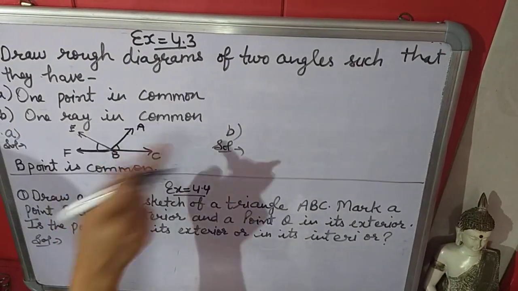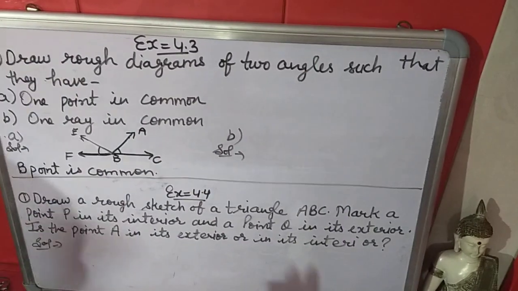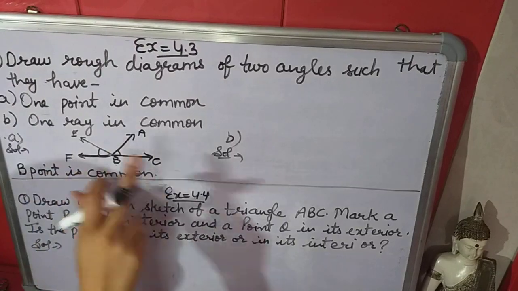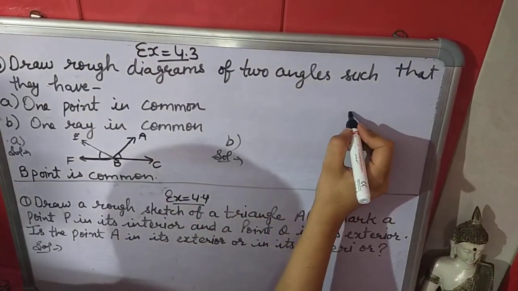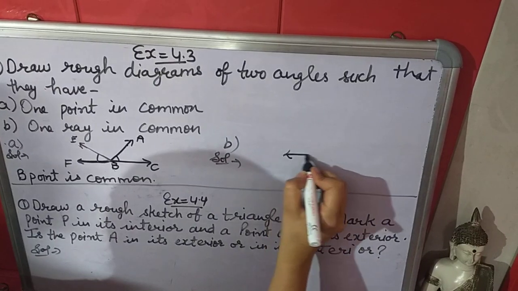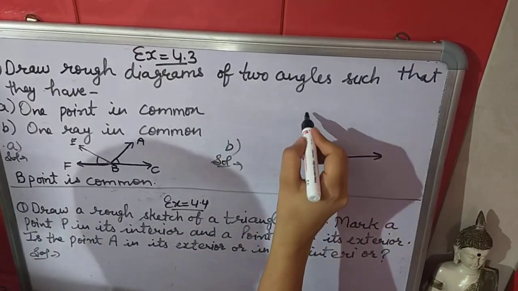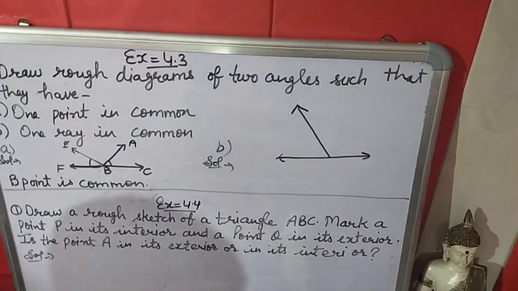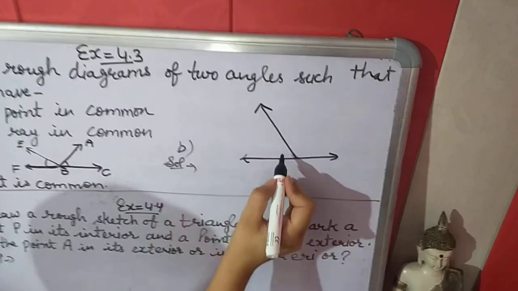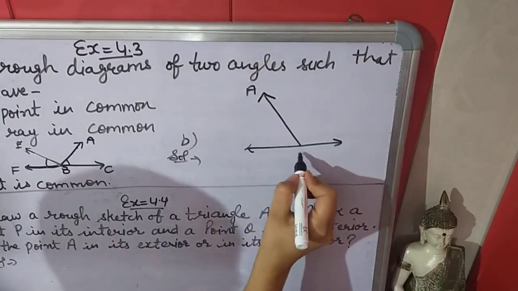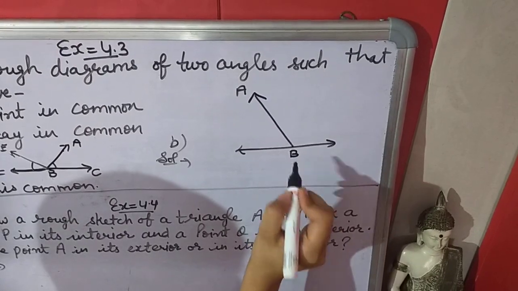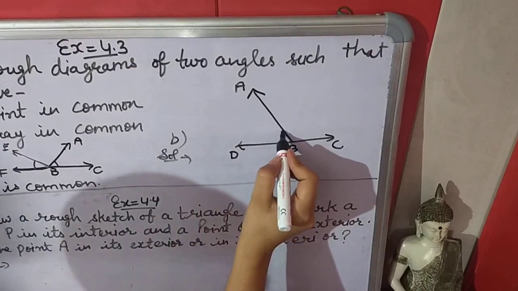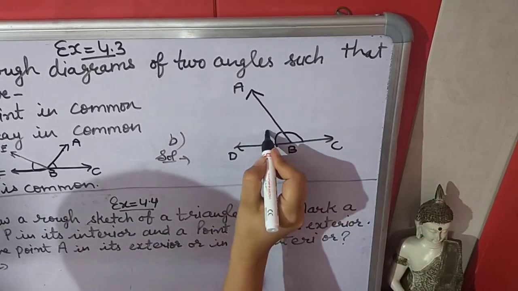Next is one ray in common. Do you know what the sign of a ray is? This is the sign of a ray. Okay. So you have to draw two angles like that, keeping one ray in common between them. So how will we make it? First of all, I make a line here. Now there are two angles. I will give names A, B, C, D. You can give any names. This is angle 1. This is angle 2.